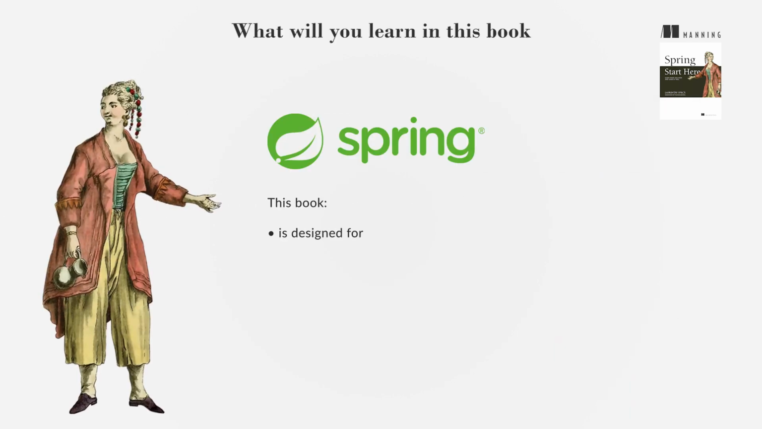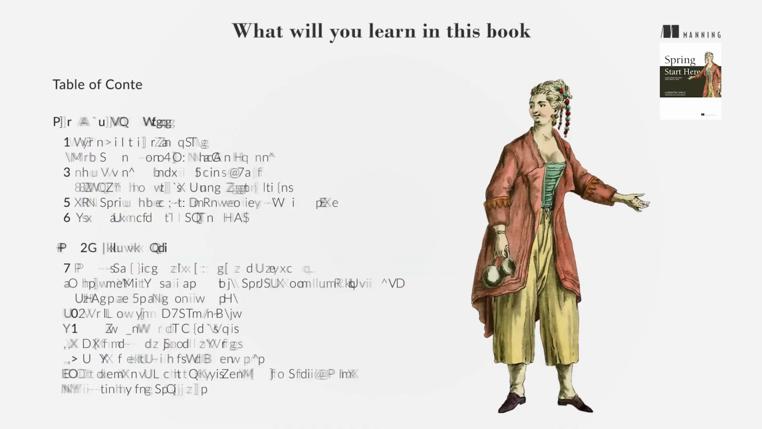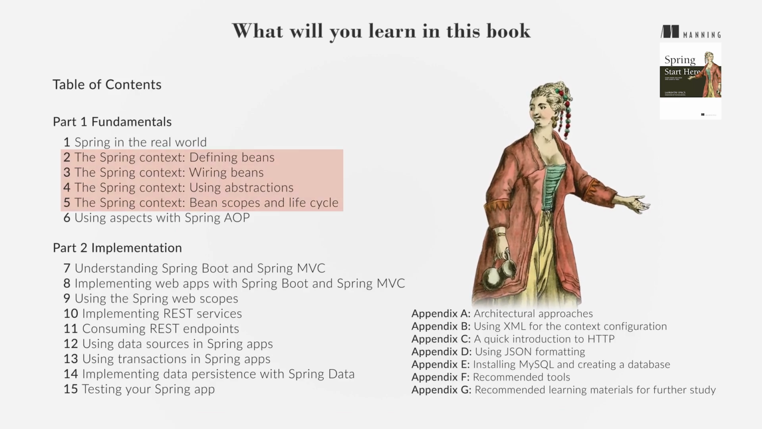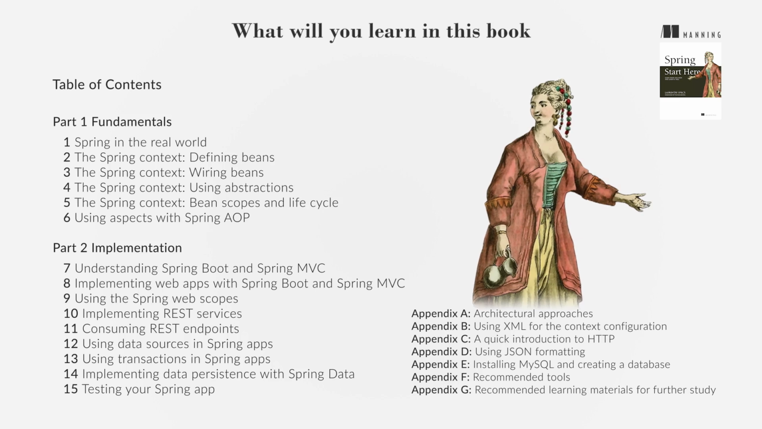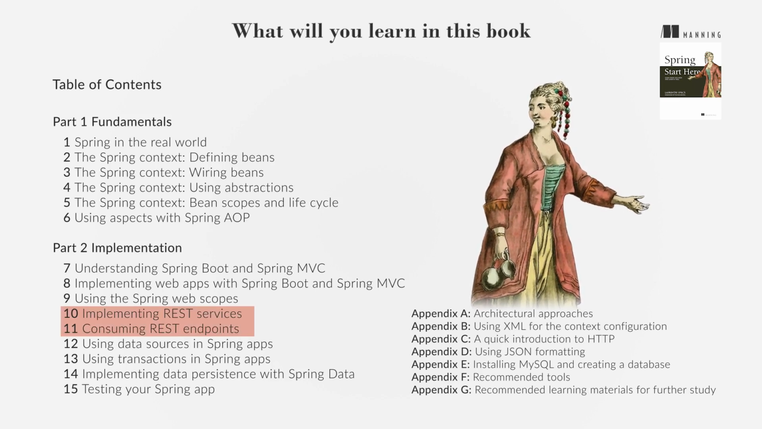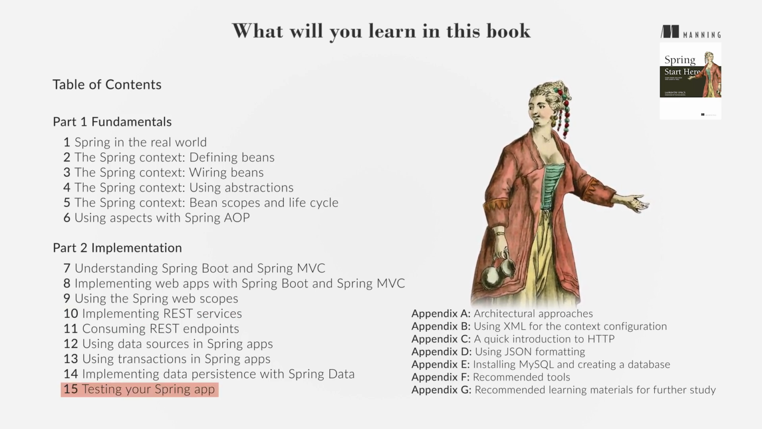This book is designed for Java software developers interested in learning Spring. It aims to teach the foundations of the Spring ecosystem, assuming no prior knowledge of frameworks or Spring itself. By the end of the book, readers will learn to use the Spring context, implement aspects, connect to databases, exchange data using REST APIs, build apps with convention over configuration, apply best practices in class design, and properly test Spring implementations.